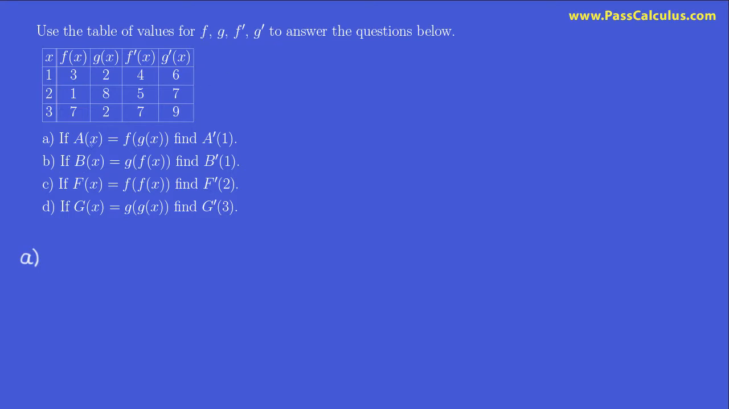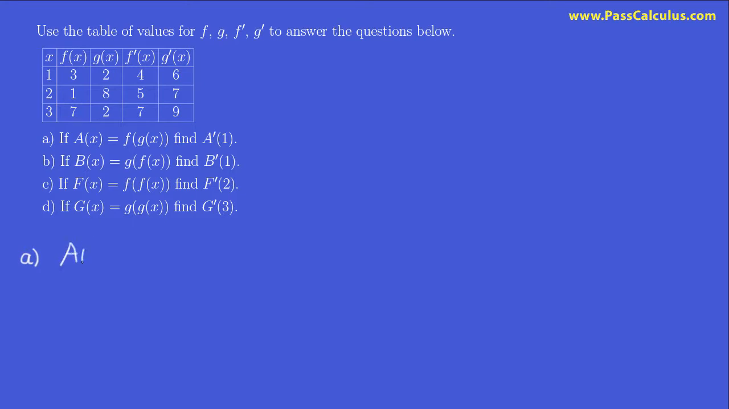And we define some functions from those, some composite functions. So A is f composed with g, B is g composed with f. Capital F is f composed with itself, and capital G is g composed with itself. And we need to find the values of these derivatives. So let's see what we have here.